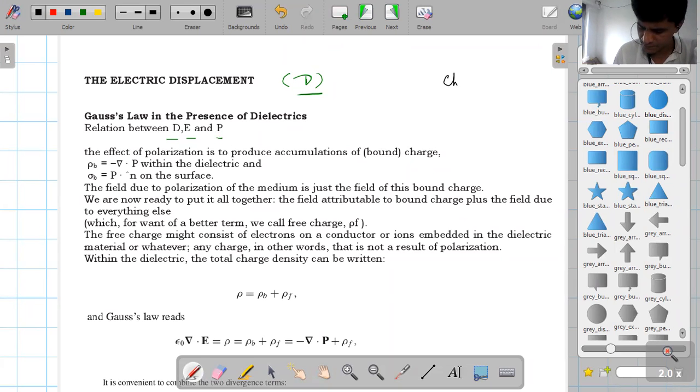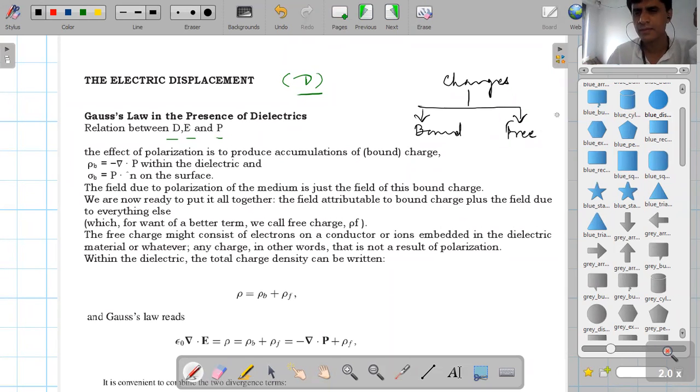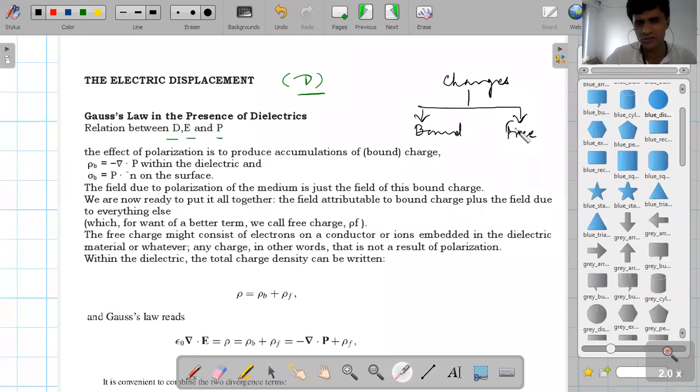type of charges, bound and free. Understood here, dear student, up to this level? So there are two types of charges. Bound, you cannot easily detach. Free, you can easily detach, and therefore the density related to bound charge is referred to as bound charge density, and density related to free is referred to as free charge density.